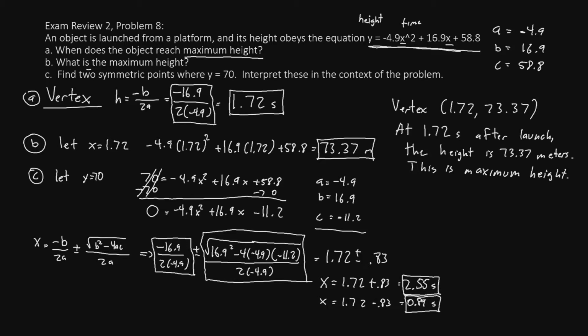So we can say that our points are 2.55, comma 70, because that was the y value that we were given earlier, and 0.89, comma 70. To interpret this in words, we can say that the height, or y, is going to be 70 when the time is either 0.89 or 2.55.